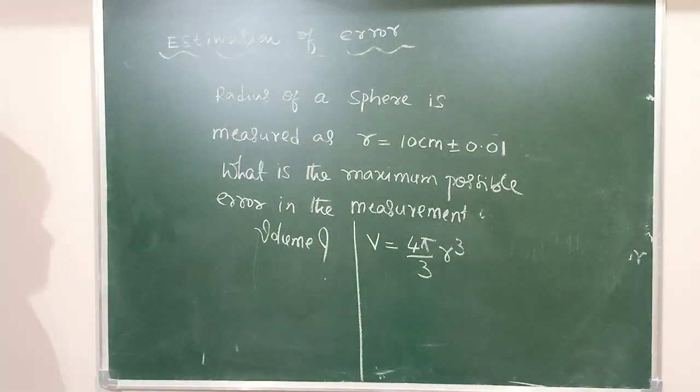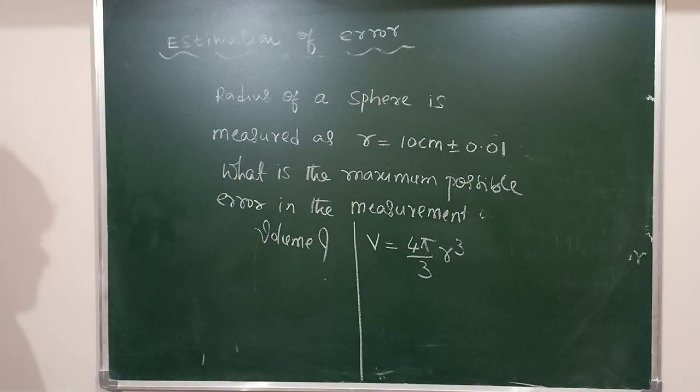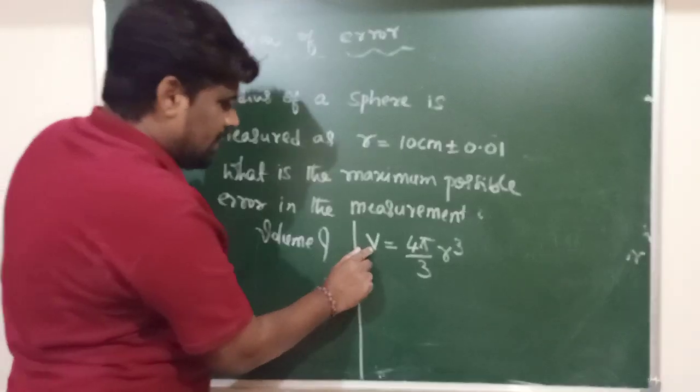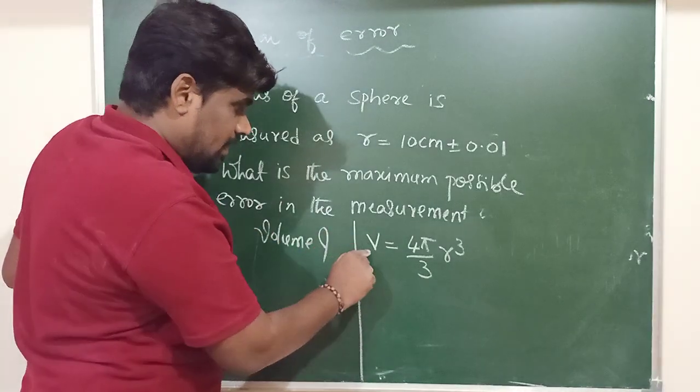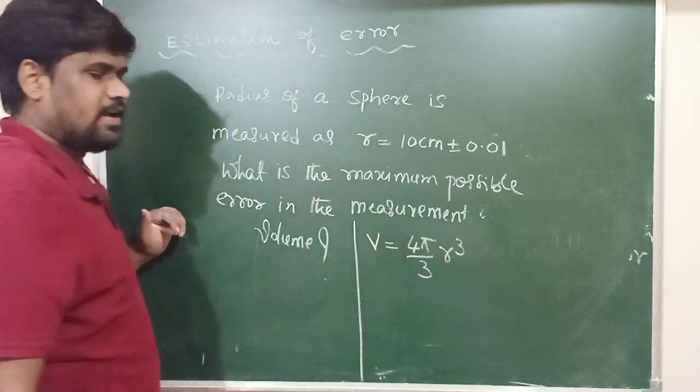So this is the formula which is used to calculate the volume. They are asking you to determine the error in the volume. Error in the volume is due to the error in the radius.